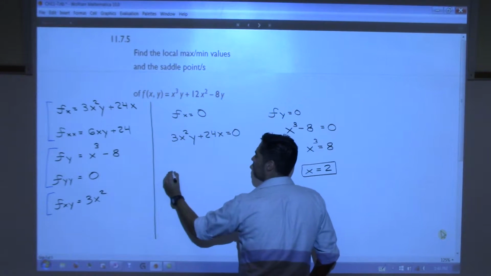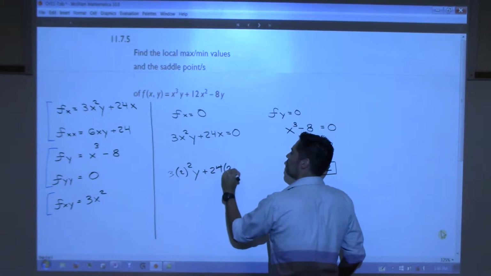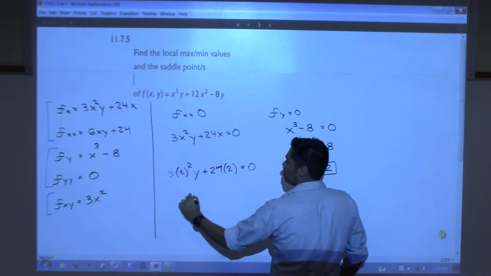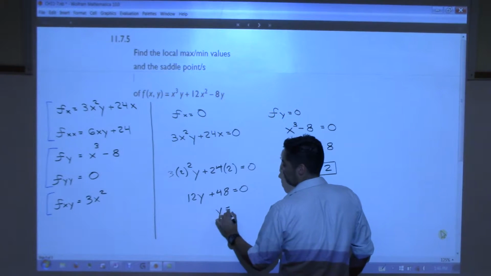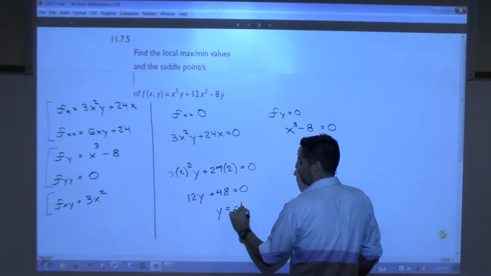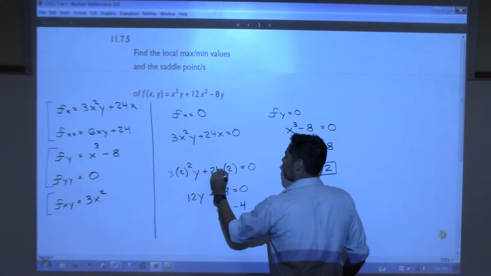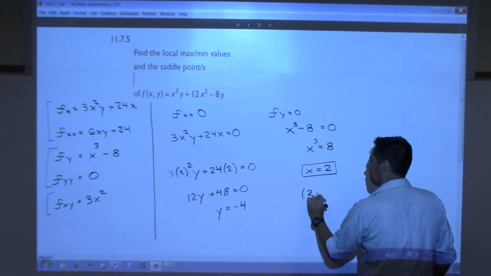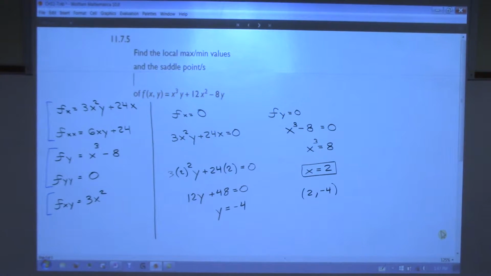So what do you get here? 3 times 2 squared y plus 24 times 2 equals 0. 12y plus 48 equals 0. So y is -4. Y is -4. So there's only one critical number, right? This is the only critical point we have to worry about. But we have to compute d at that critical point to figure out if it's saddle, max, min, whatever.